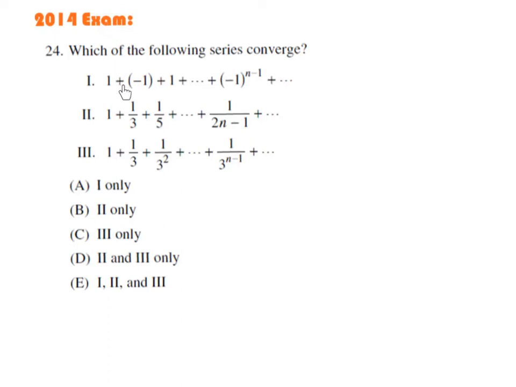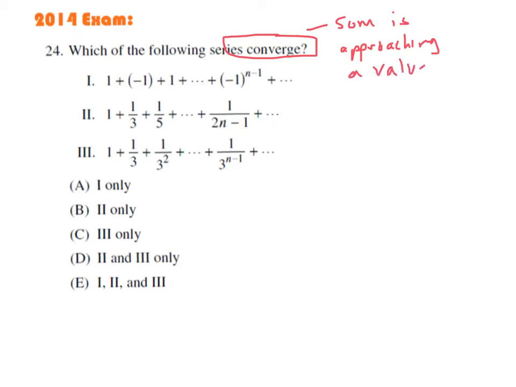This is alternating, of course, and it's just 1, negative 1, 1. Now, converge, remember, means that the sum is approaching one number. To be convergent, this means the sum is approaching one value. It has essentially a limit. So this 1 plus negative 1 plus 1 is bouncing back and forth between 1 and 0. So this is not approaching one value. It's bouncing between two, so that does not converge.